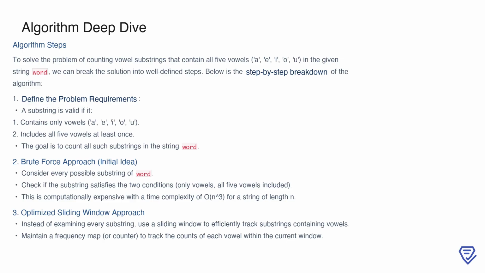While a brute force approach could generate all possible substrings and check each one for validity, this would be highly inefficient, with a time complexity of O(n) cubed. Instead, we can use an optimized sliding window approach. This method allows us to efficiently track substrings containing vowels by dynamically adjusting a window over the string and maintaining a frequency map to track the counts of each vowel within the current window.